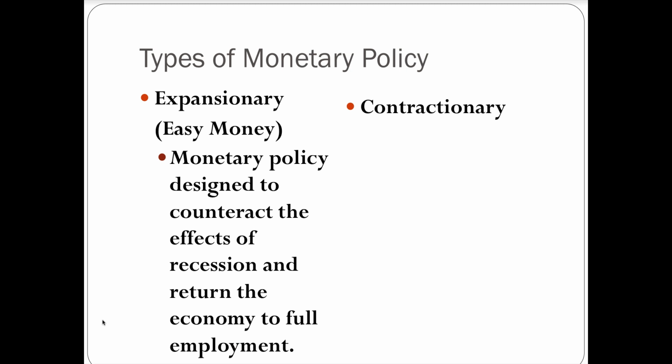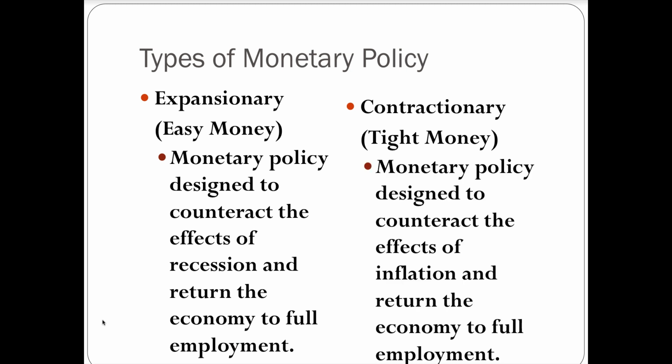You also have a contractionary monetary policy, and the goal of this is to lower aggregate demand. This is called tight money. This monetary policy is designed to counteract the effects of inflation and return the economy to full employment. This is going to lower the money supply. When you lower the money supply, that's going to raise nominal interest rates. With a contractionary monetary policy, there's not as much money in the economy, so it's going to be more expensive to lend out, and thus nominal interest rates are going to go up.